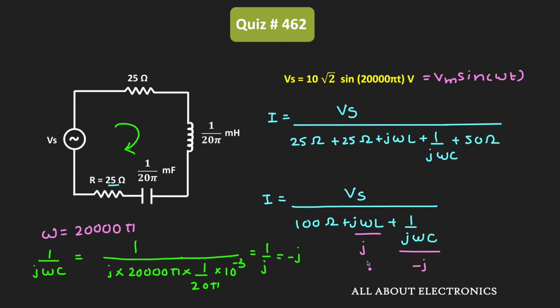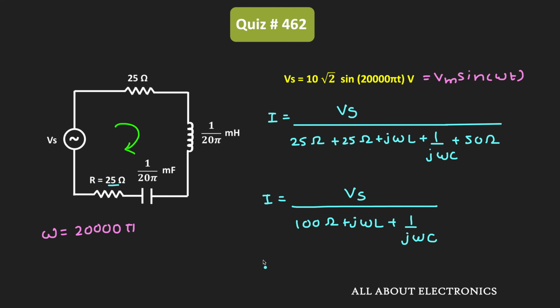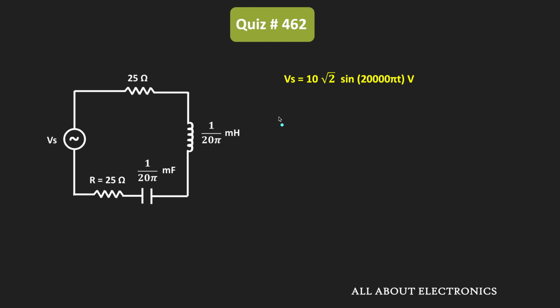So in a way, these two terms will get cancelled out. That means at the given operating frequency, the impedance of the overall circuit is resistive. So after the simplification, this I will come out as this Vs divided by 100 ohm. That means if you see the peak value of the current, then that is equal to this Vm divided by 100, where the Vm is the peak value of this voltage.